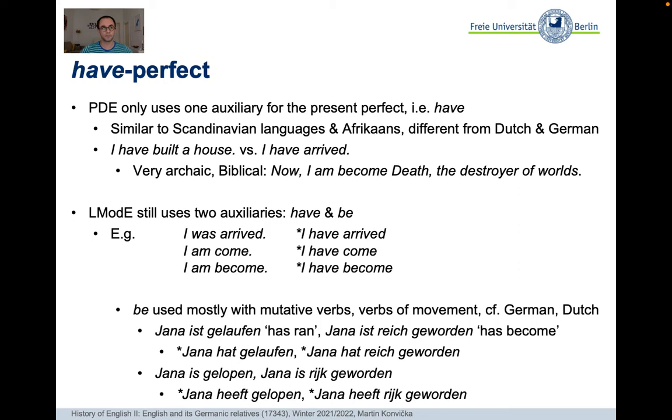And the distribution of these two auxiliaries is something that those of you who speak German and Dutch very much know already, right? So mutative verbs and verbs of movement, basically verbs that express either movement or change of states, change of affairs, those verbs use the auxiliary be, whereas other verbs use the auxiliary have. Right? So Jana ist gelaufen instead of hat gelaufen. Jana ist reich geworden instead of hat reich geworden.